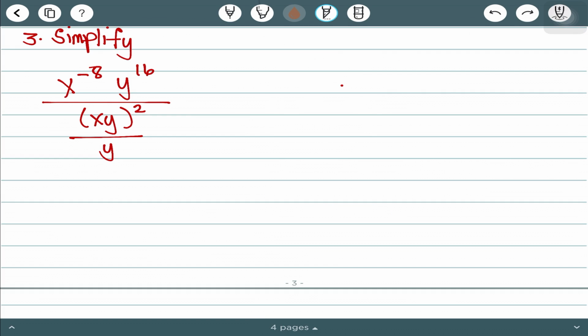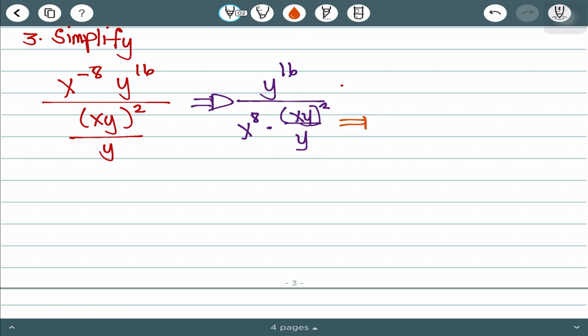For our last problem, simplify x raised to negative 8 times y raised to 16 all over the quantity of x y squared over y. For exponents that are negative, we can rewrite them in their reciprocal form. In this case, x raised to negative 8 is written in the numerator. We can place it in the denominator to have a positive exponent 8. Hence, we will have y raised to 16 over x raised to 8 times the quantity of x y squared over y.